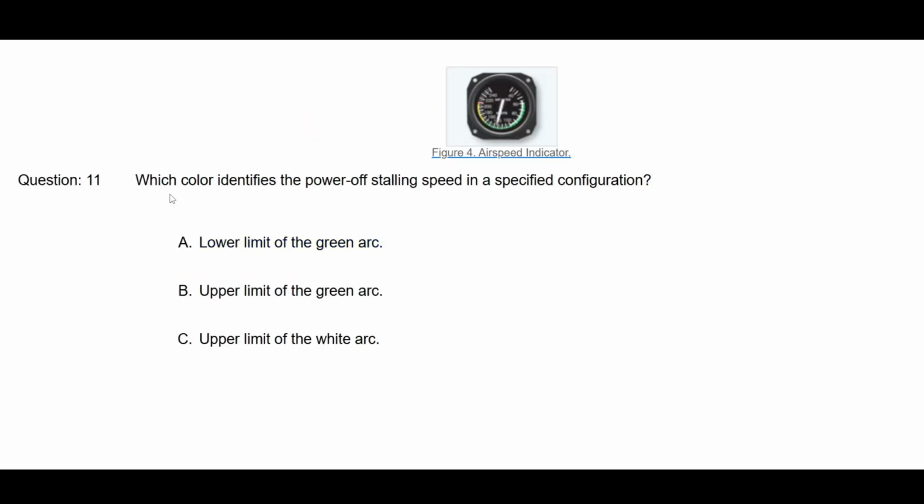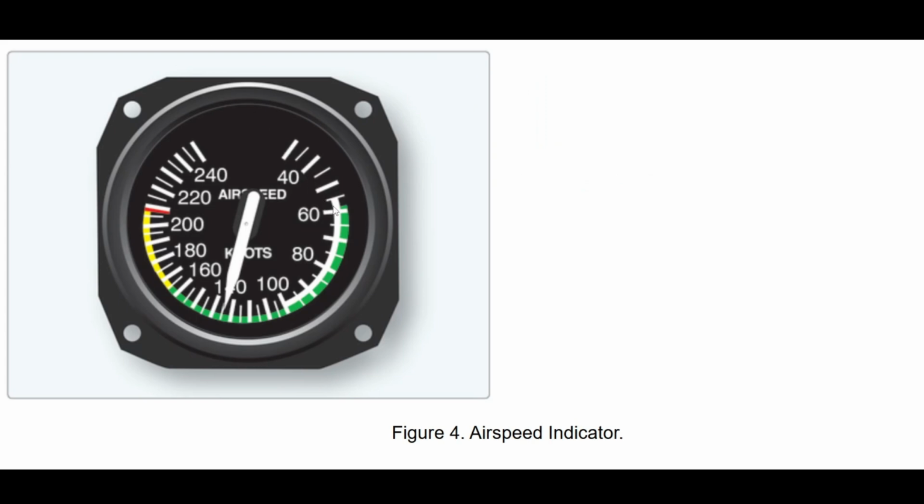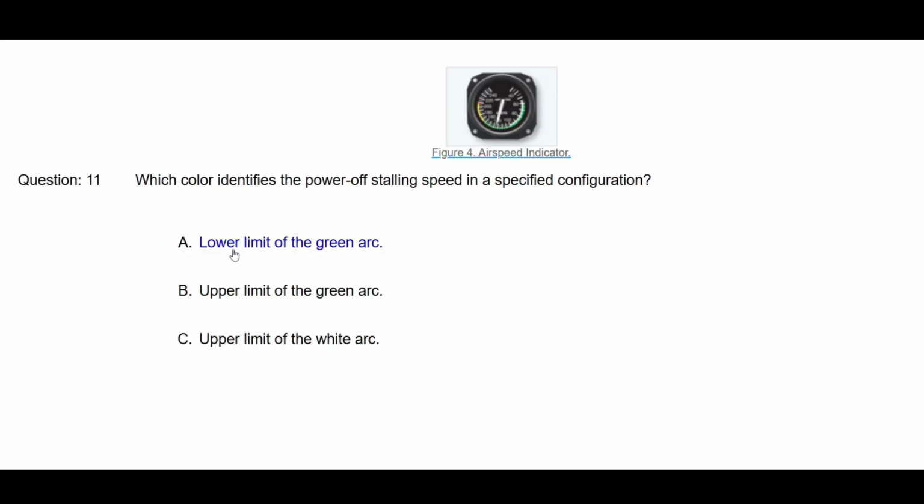Which color identifies the power off stall speed in a specific landing configuration? So it's basically asking which color identifies that the plane will hit a power off stall at a certain speed. We will get a power off stall below this green line. If we go anywhere below 60, around the 60 down mark, the airplane will stall no matter what weight the airplane is operating at.